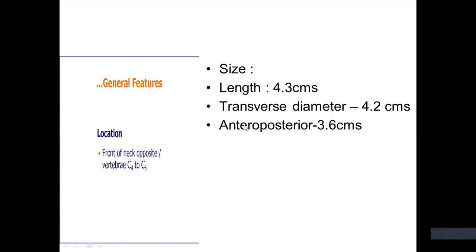If you see, there is a difference in the length between males and females. The male larynx is about 44 millimeters, whereas the female larynx is about 36 millimeters. You should note it down. The transverse diameter in males is about 43 millimeters, and in females 41 millimeters. Anterior posterior diameter in males is 36 millimeters, and in females 26 millimeters. So these are the differences between the male and female larynx.